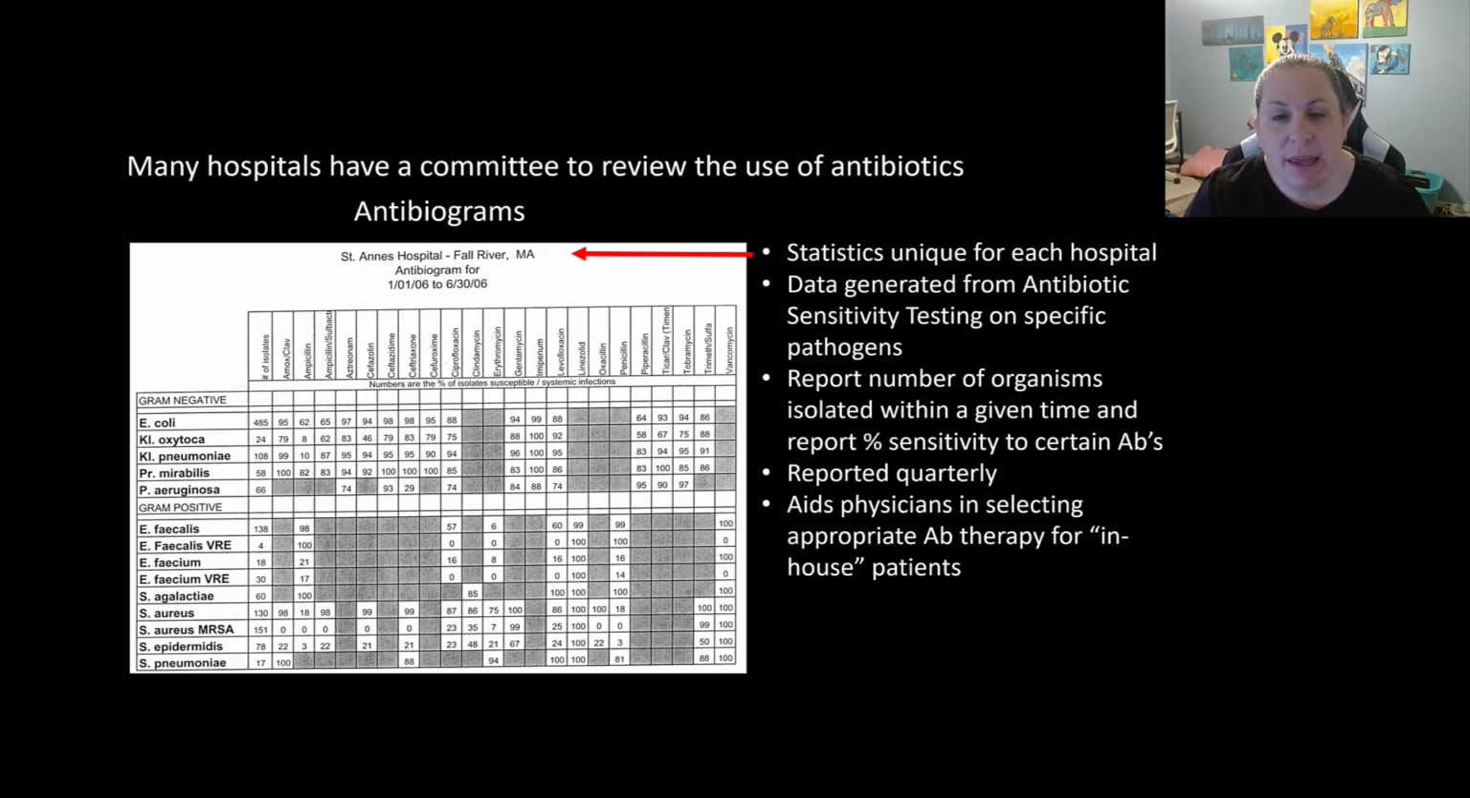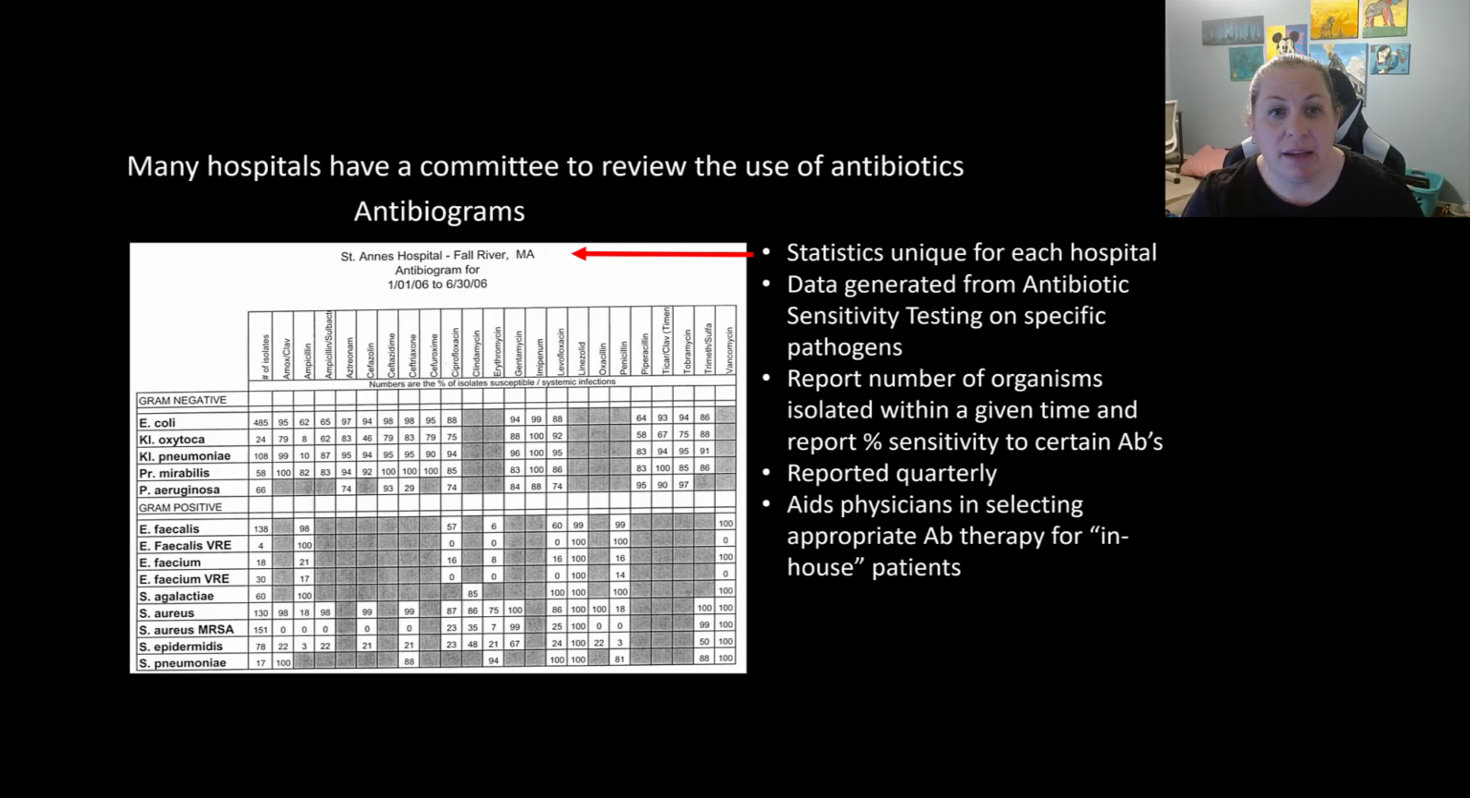Now, because of this, we have to make sure that we are monitoring the use of antibiotics. Many hospitals have a committee to review the use of antibiotics, and we call this an antibiogram. It's a picture of the antibiotics being used. So statistics are unique for each hospital. Like in this particular case, this is showing you a type of hospital. It's showing you the dates that they were collecting this data.